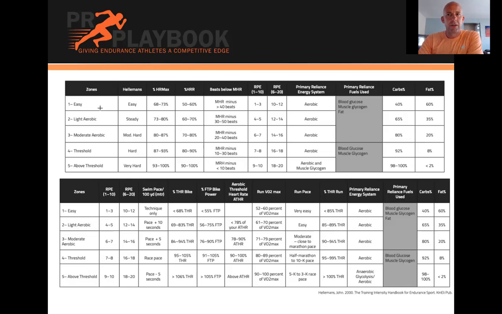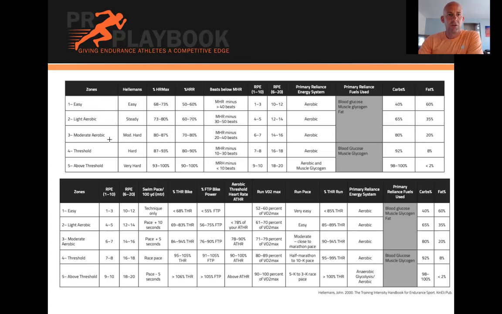No matter if you're training just specific for running or a triathlon, zone 1 is easy. Zone 2 is light aerobic. This is what we call a steady state. We use this to build your endurance base. A lot of your long runs, your long cycling, your long swims are at the zone 2 pace.